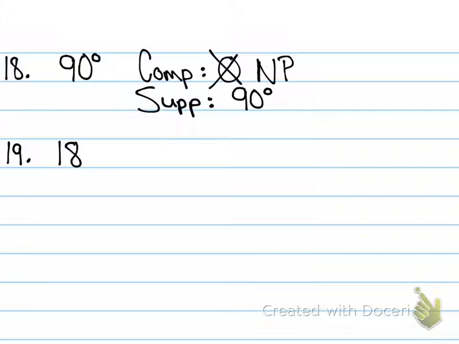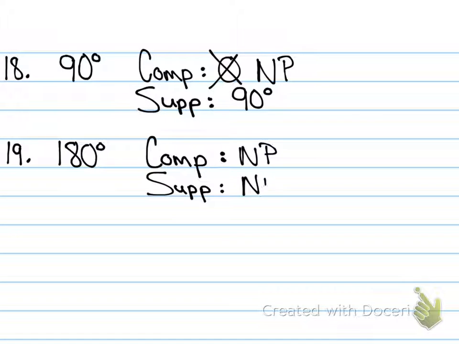What about this one though? 180. Wait, can't you have like a negative? No, you cannot have negative angles. That's not possible. Anytime I'm measuring something, it's not negative. All right, so 180 degrees, is complementary possible? No, that's way over 90. Is supplementary possible? No, both of them are not possible. Okay, because again, you can't have an angle measure of 0.